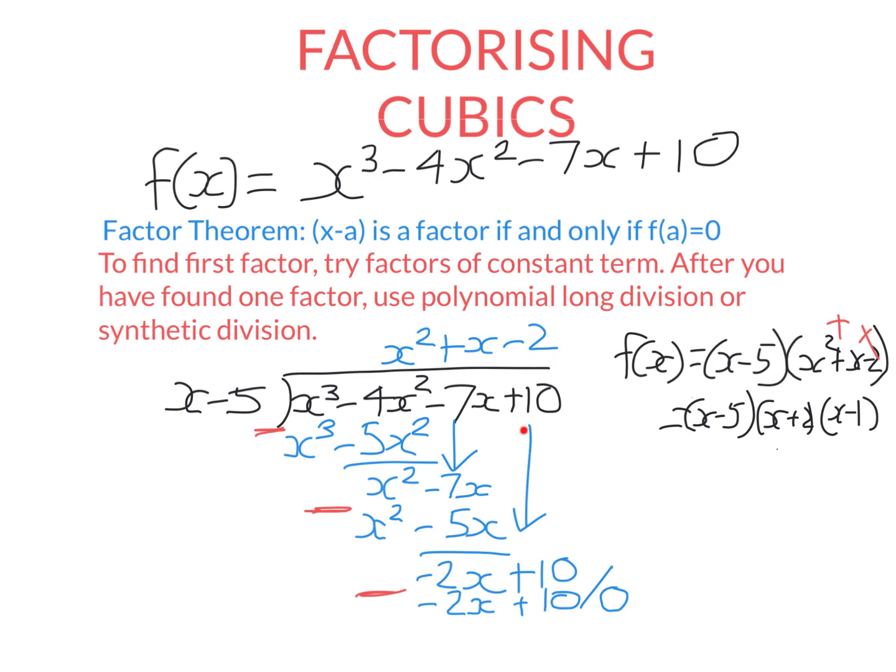You then use polynomial long division so you can find what you multiply x minus 5 by, and then you can factor this as normal. Okay, it is a long process. This time we use polynomial long division, but in the next example, we will use synthetic division.